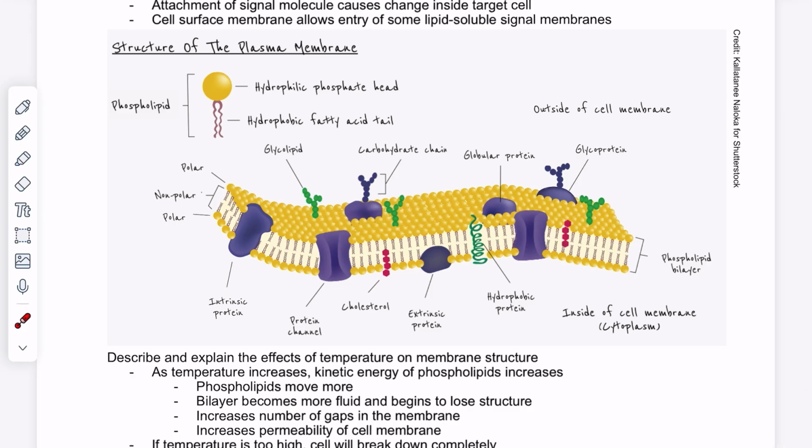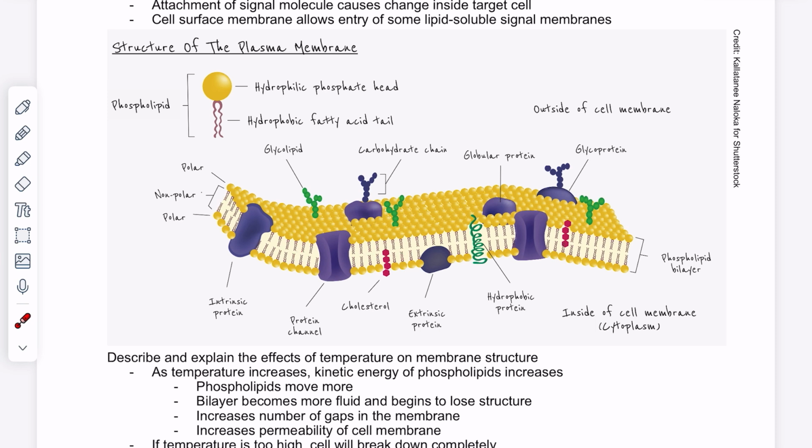Let's have a look really closely at this fluid mosaic model. So as I've already mentioned, here's our phospholipid with its hydrophilic phosphate head. That's due to the phosphate being polar, so therefore the hydrophilic head is attracted to water. Here are your two fatty acid tails, which are non-polar, so therefore water-hating, hydrophobic. If you look at the more detailed structure of the membrane, here's your phospholipid bilayer. The phosphate heads point outwards, the fatty acid tails point towards each other.